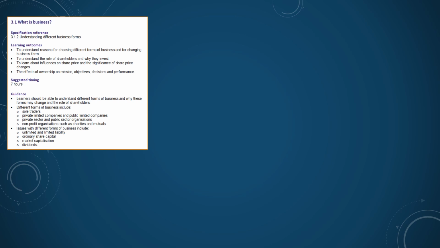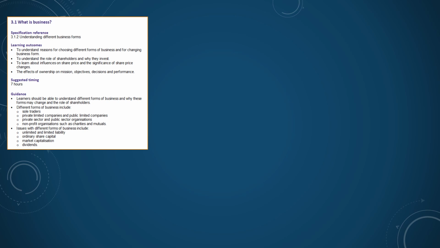So let's take a look now at 3.1.2, understanding different business forms. There are various learning outcomes for 3.1.2, and the first one is to understand reasons for choosing different business forms.